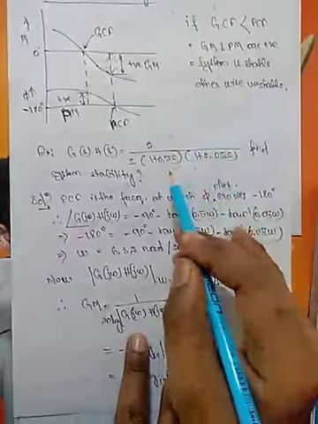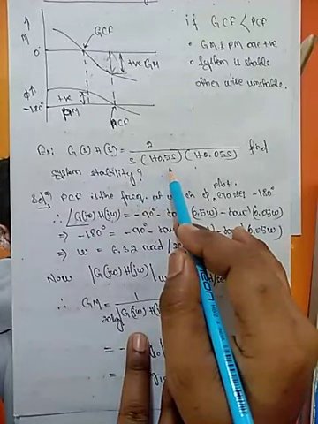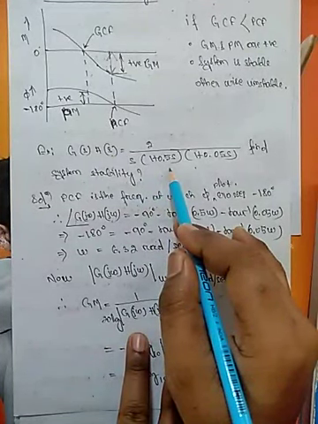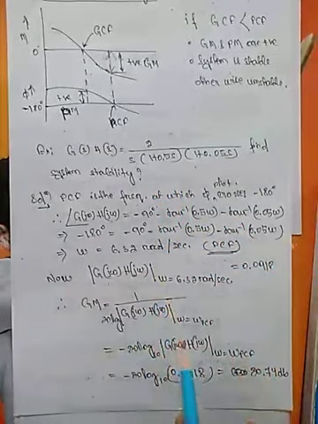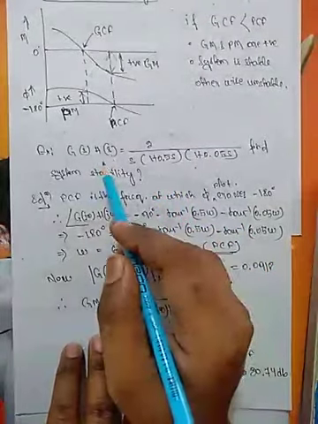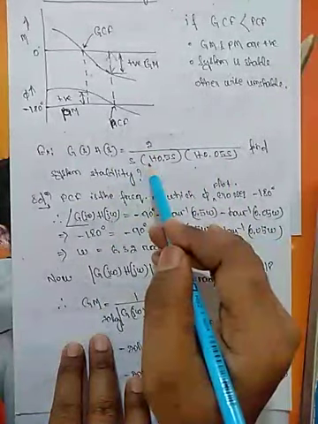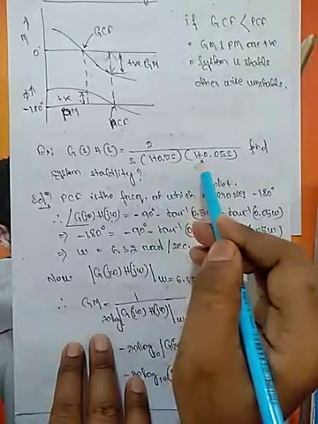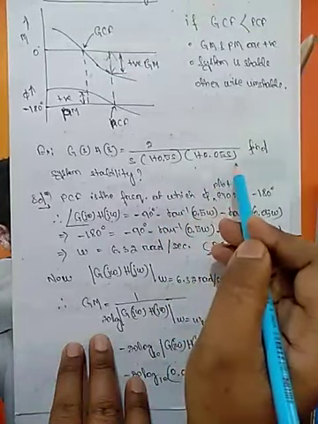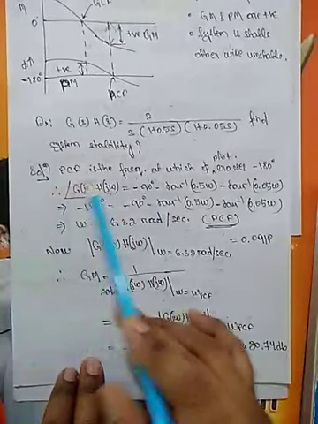Let us consider an open loop transfer function, and the question is to check or comment on its stability. This open loop transfer function is 2 by s into (1 plus 0.5 s) into (1 plus 0.05 s). How do you proceed?